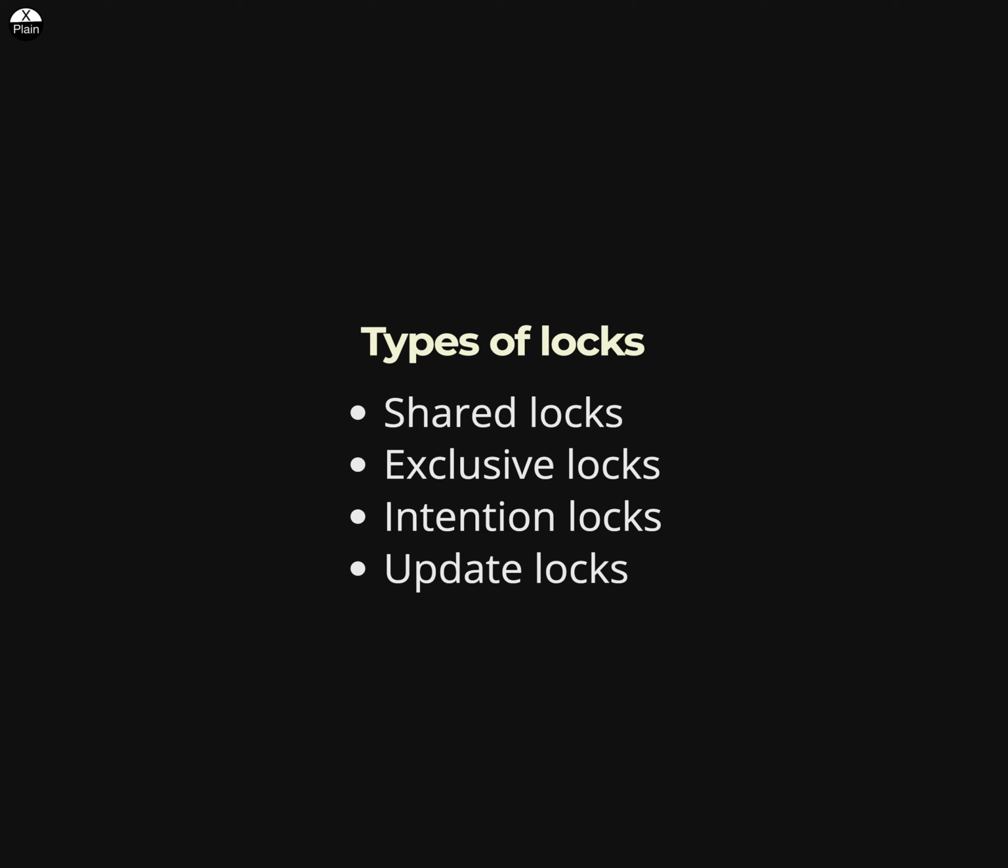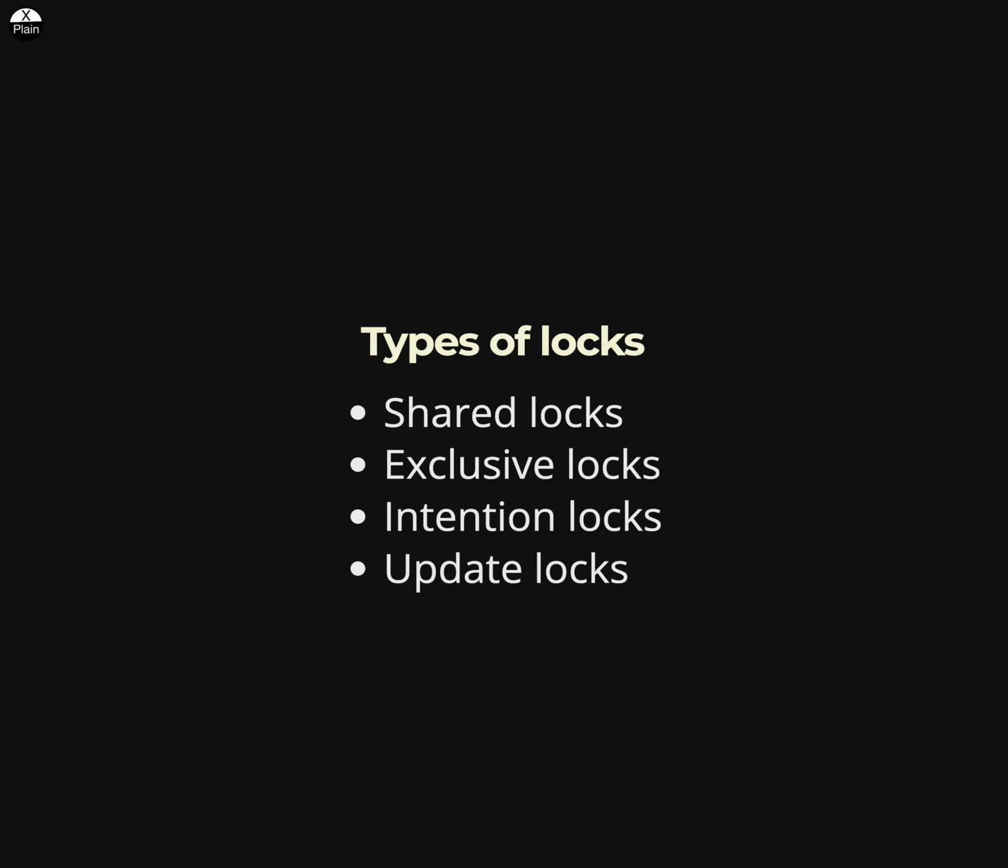An intention lock is a type of lock that is used to indicate the intention of a user or process to lock a particular row or table in the future. There are several types of intention locks, including shared intention locks and exclusive intention locks.